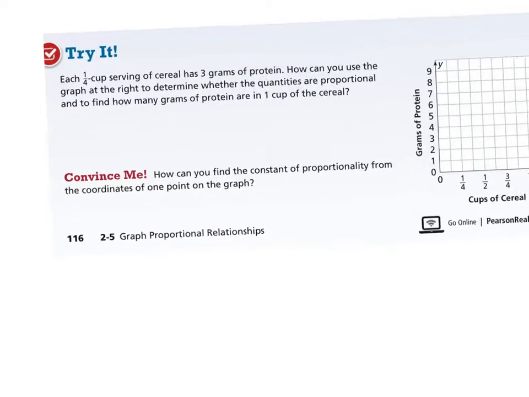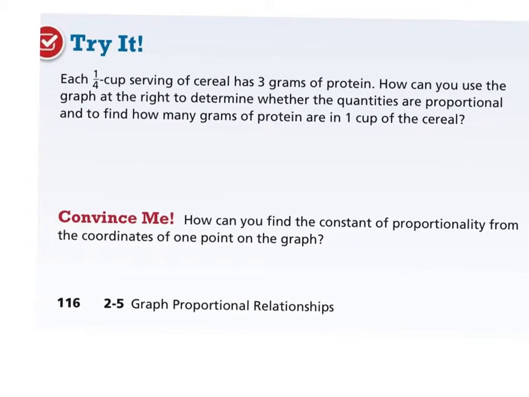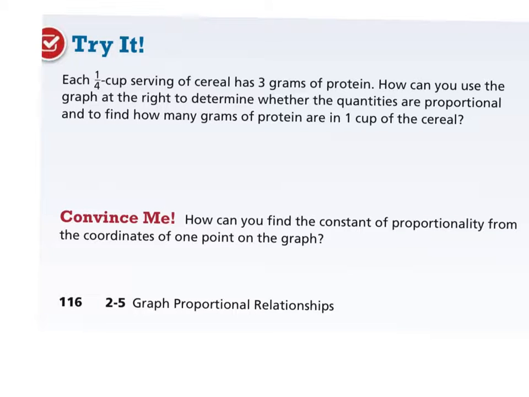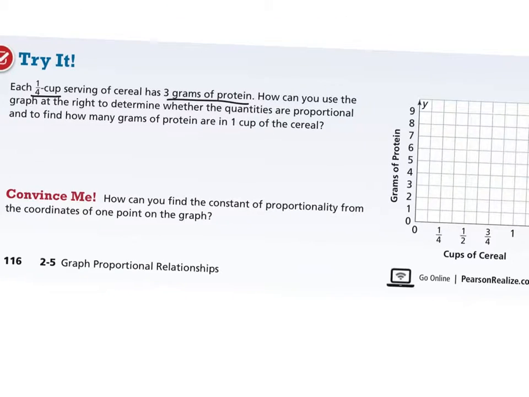So the try it: each 1/4 cup serving of cereal has 3 grams of protein. How can you use the graph at the right to determine whether the quantities are proportional and to find out how many grams of protein are in 1 cup of cereal? If you look at the graph, it's just a blank graph there. They've got some things filled in, an X and a Y telling which one's which. That's helpful, but we don't have anything actually graphed out yet.